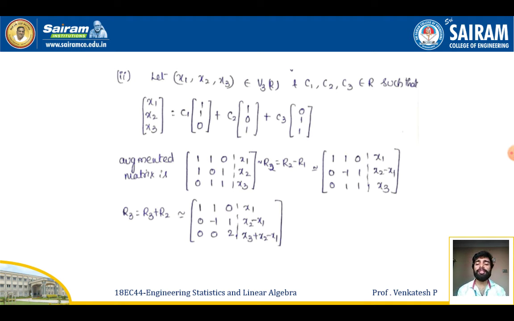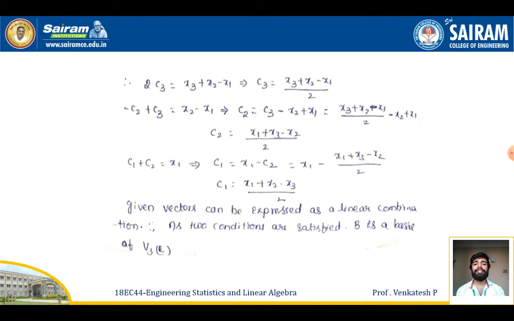So how? On expanding the matrices now, I'll be getting c3 is equal to (x3 plus x2 minus x1) by 2. From the second row, I'll be getting minus c2 plus c3, which is given by x2 minus x1. So on replacing the value of c3 also, I'll be getting the value of c2 is (x1 plus x3 minus x2) by 2. So now c1 is given by x1 minus c2. Since we know the value of c2 also here, I'll be getting c1 is equal to (x1 plus x2 minus x3) by 2.